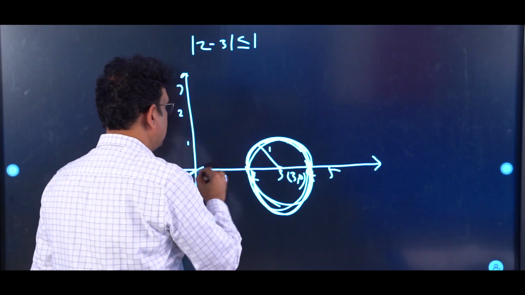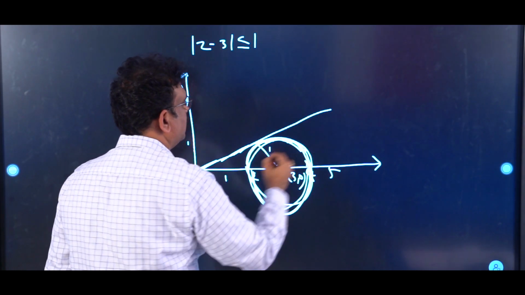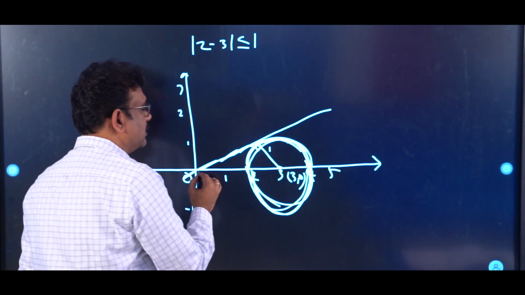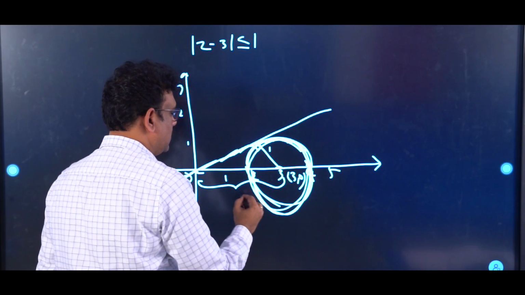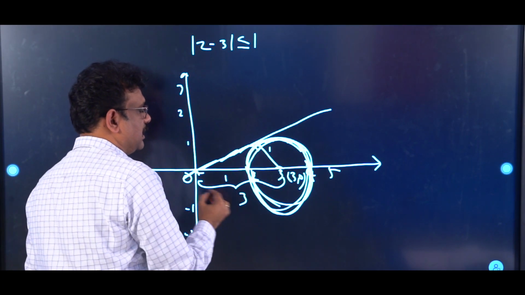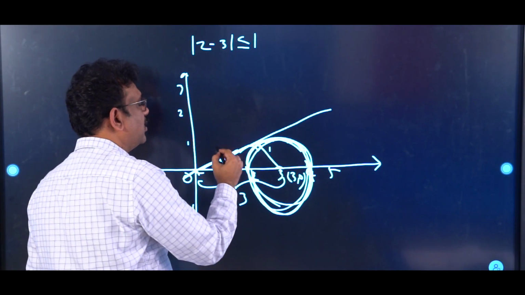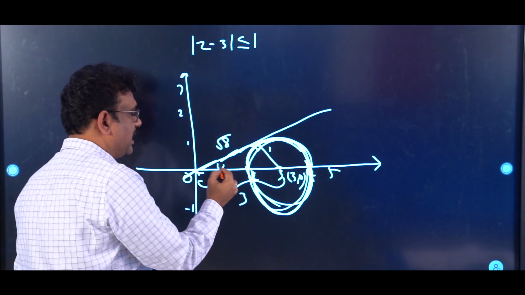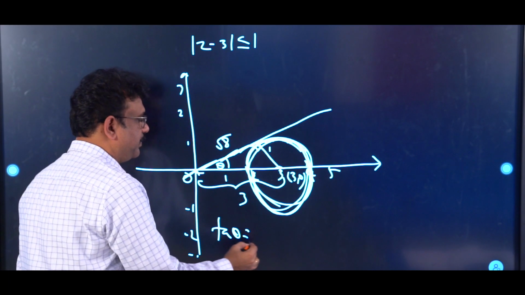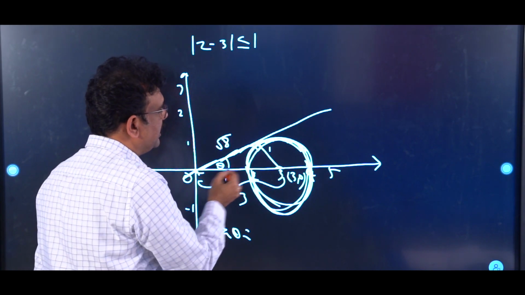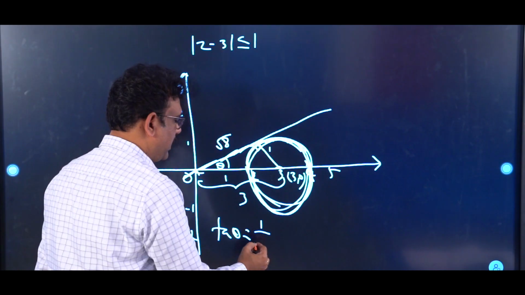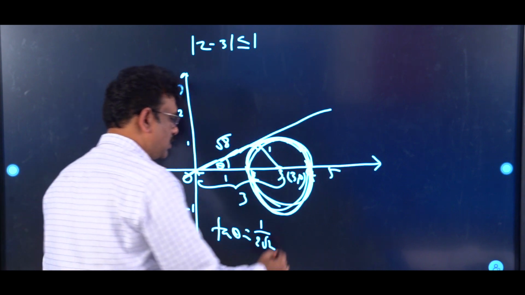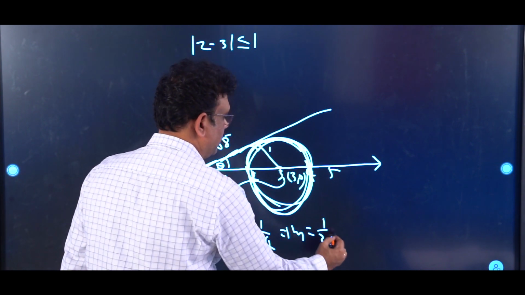This is the line, the required line. This is 90 degrees. This is 3 units. That means 9 minus 1, 8, so that is root 8. It is a right angle triangle. Now this is the angle, so tan theta is equal to the opposite side over adjacent side, 1 by 2 root 2. So tan theta is equal to 1 by 2 root 2, so m is equal to 1 by 2 root 2.